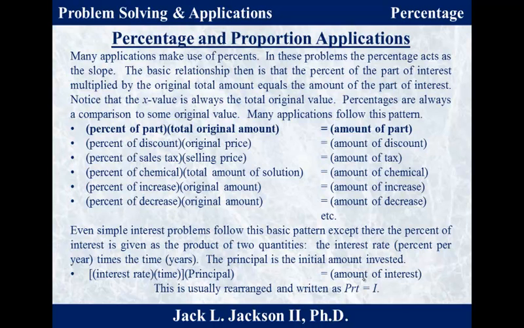So for example, percentage of discount times the original price gives us the amount of discount. Or percentage of sales tax times the original selling price is the amount of the tax, which of course you have to pay in addition to the selling price. The percentage of some chemical in a total amount of solution, multiplied by the total amount of solution, gives you the amount of the chemical within that total solution. A percentage of increase times the original amount gives you the amount of increase. A percentage of decrease times the original amount gives you the amount of decrease, and so on. There are many, many more examples like this that follow this basic scenario.